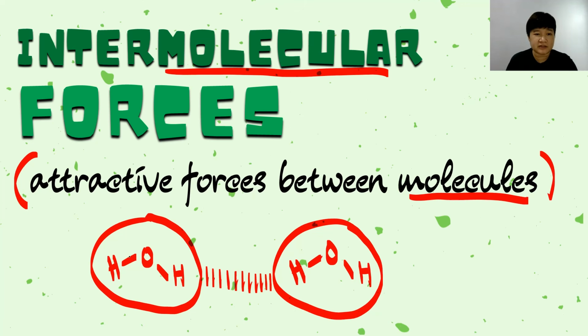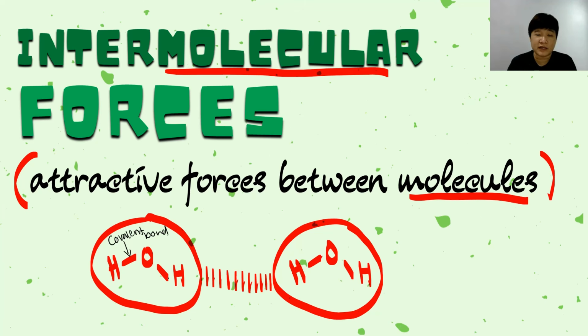What you have learned previously is called covalent bond, and this is your covalent bond. So covalent bond is between atom and atom to form one molecule. Intermolecular forces is between molecule and molecule. So make sure you can differentiate covalent bond and also intermolecular forces. And obviously, intermolecular forces is much weaker compared to your covalent bond.